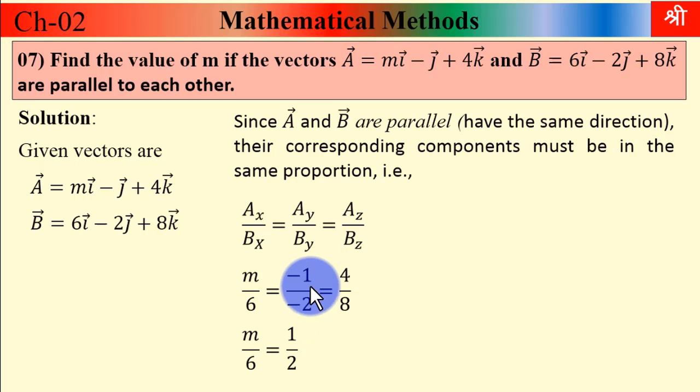Minus gets cancelled, 1 by 2, 4 upon 8 also 1 by 2, therefore m upon 6 equal to 1 by 2. Take cross multiplication, just multiply this half by 6, we get m equal to 6 by 2, 6 by 2 means 3, so m equal to 3. This is answer of this example.